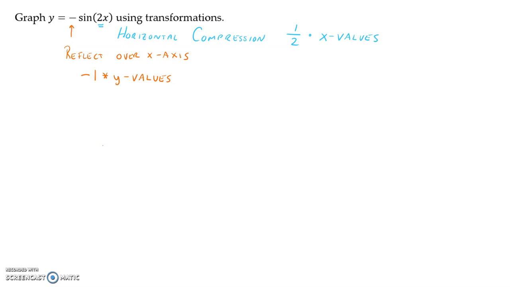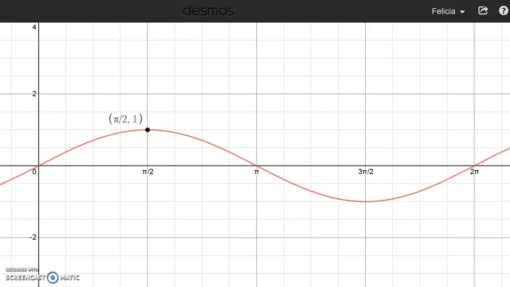So let's take a look at what happens with our graph. And we're going to go ahead and start with our sine function. Let's focus on the point pi over 2, 1, just like we did in the last example. Here we have the graph of our sine function, and I went ahead and labeled the point pi over 2, 1. Let's go ahead and look at what happens with our graph once we reflect it over the x-axis.